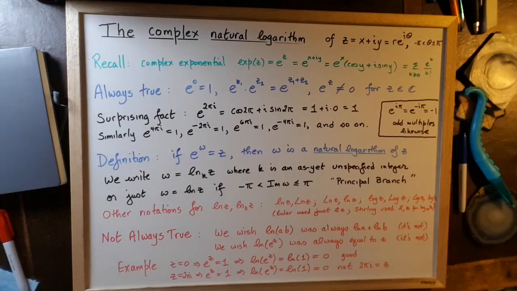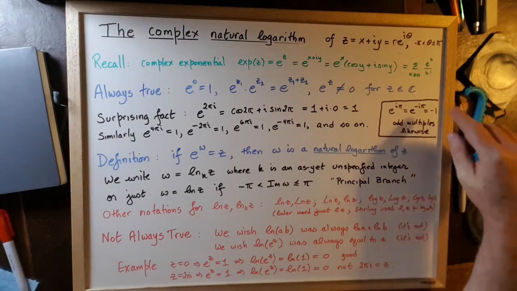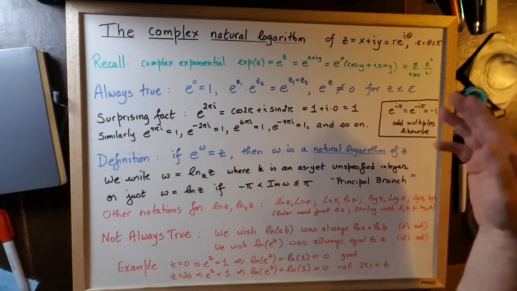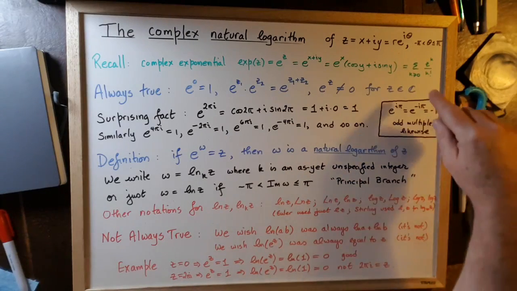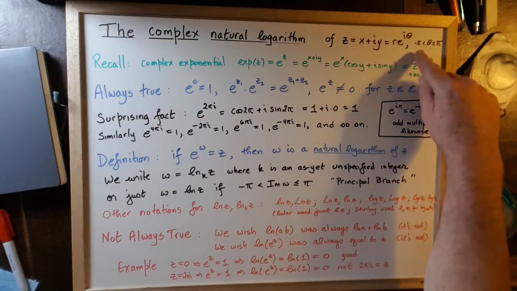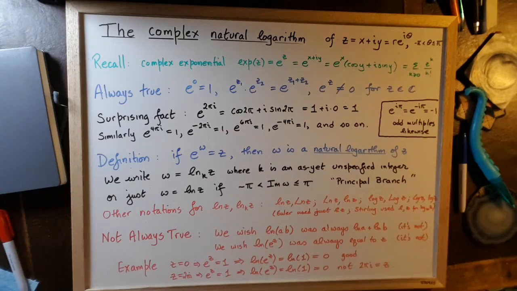This lecture is about the complex natural logarithm of a complex number, z, written in Cartesian coordinates as x plus iy, or in polar coordinates, which we'll find handy in the next video, r e to the i theta. As always, the argument theta is restricted to be minus pi less than theta less than or equal to pi.